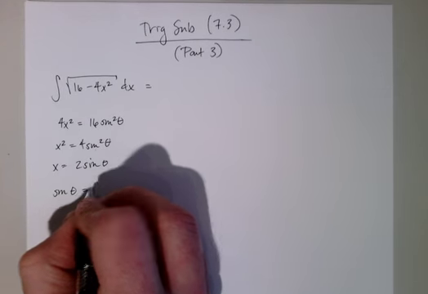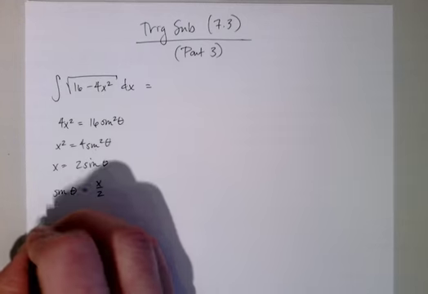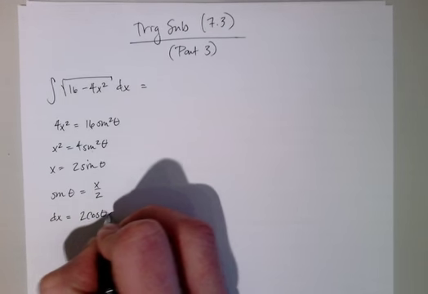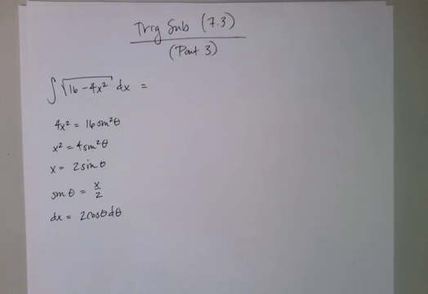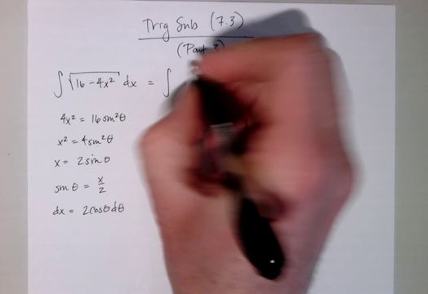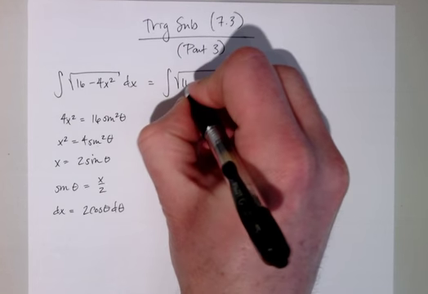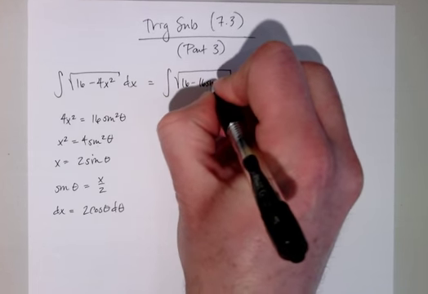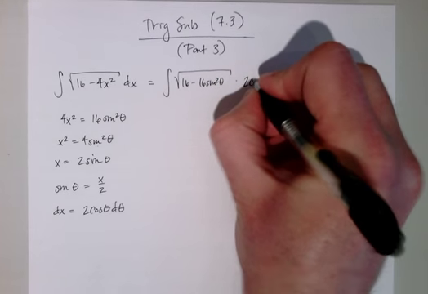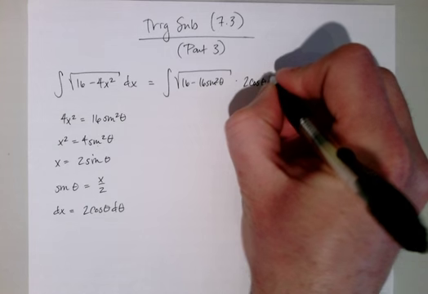Sine theta is equal to x over 2. We'll need that a little bit later. dx is equal to 2 cosine theta d theta. Alright, so that's really all the information that I need in order to go ahead and do my substitution. I have 16 minus 16 sine squared theta. Now my dx is 2 cosine theta d theta.